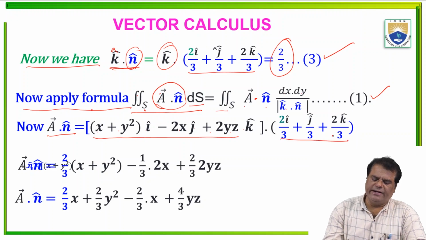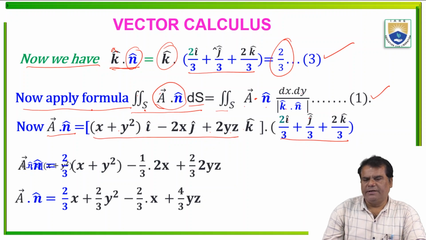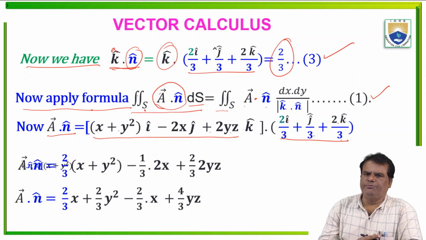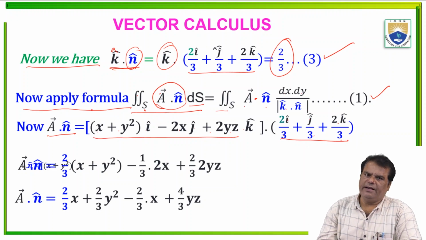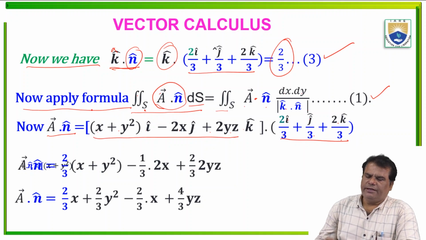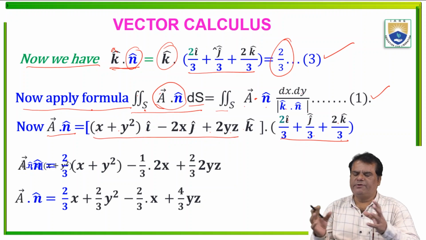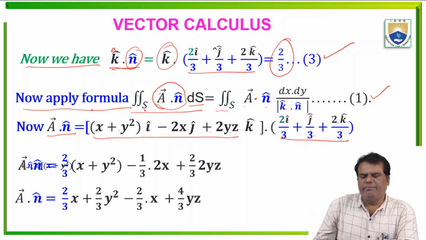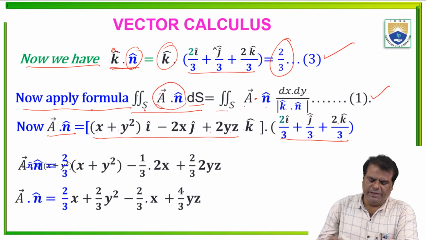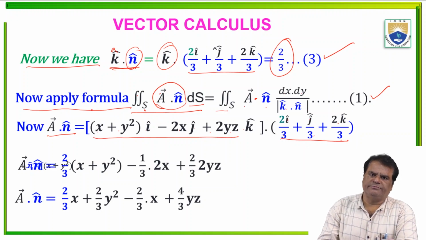The n vector we have found just now, the n cap vector, is 2i by 3 plus j by 3 plus 2k by 3. Taking the dot product between these two vectors, the A vector and the n cap unit normal vector. The A vector is given in our question, and the n cap vector we found. We take the dot product between vector A and unit normal vector n cap, because these two values are given in our question, in our formula.